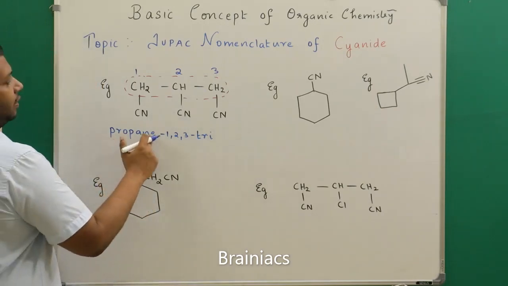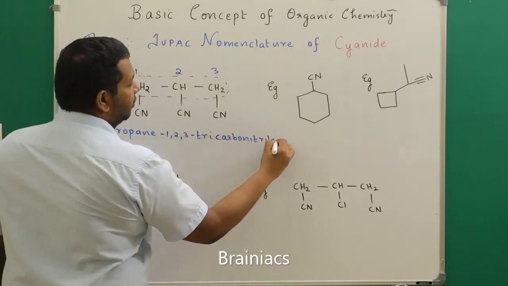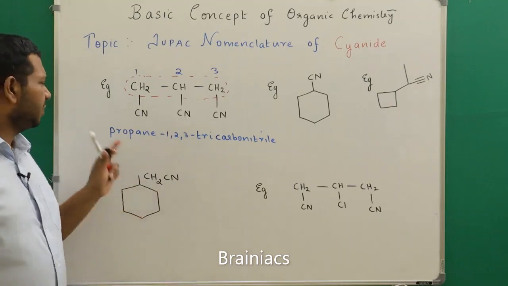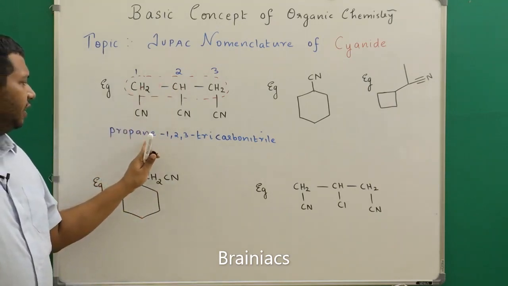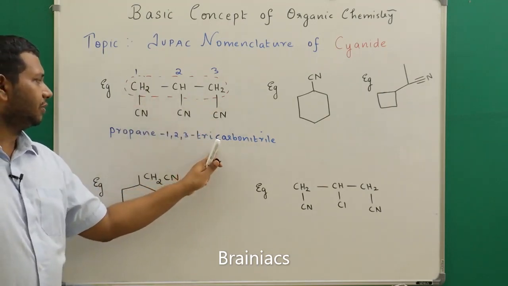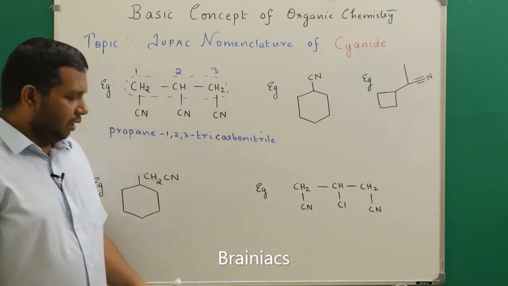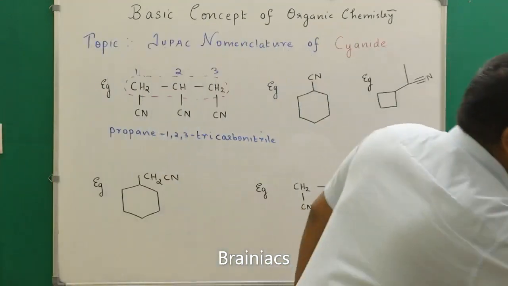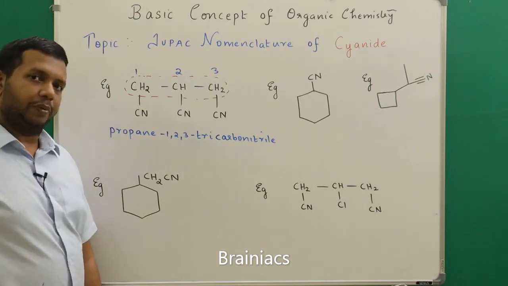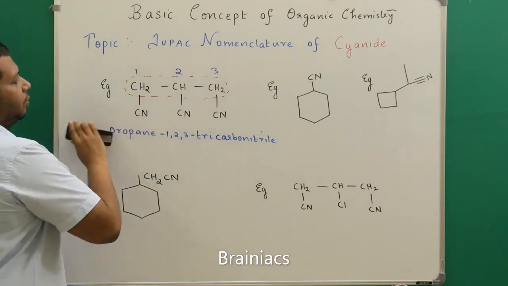So I can say propane 1, 2, 3 tricarbonitrile. Very, very important. Some people used to say 1, 2, 3 propane tricarbonitrile. That is also correct. But most correct is first the word root, then primary suffix, then locants 1, 2, 3. Since 3 are similar, we use the term tri. Then the secondary suffix carbonitrile. Understood? Now for the next one, I should rub this. There is not enough space. So I hope you have noted down this propane 1, 2, 3 tricarbonitrile. Propane, since 3 carbon atoms are there, 1, 2, 3 tricarbonitrile.